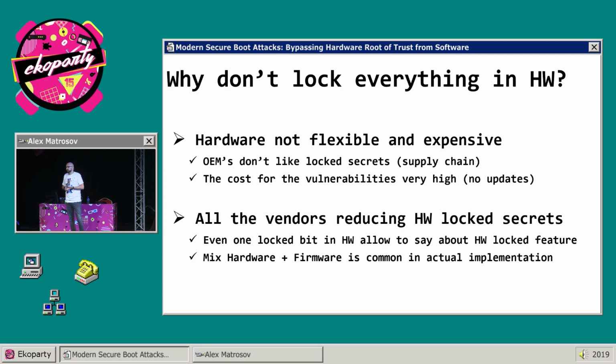But why don't we lock everything inside the hardware and let the firmware just boot it trusted? So first of all, OEMs don't like locked secrets because of supply chain hell and the support process. The cost of vulnerabilities is very high, and I mean the cost for the vendor, because you can't release a patch for the hardware, and basically you need to recall your hardware to replace it.